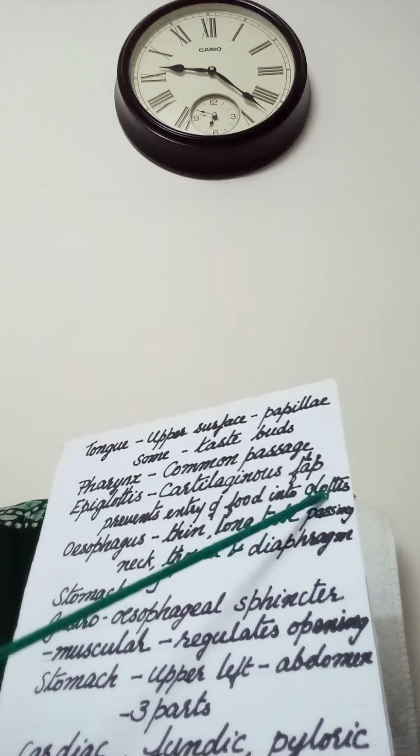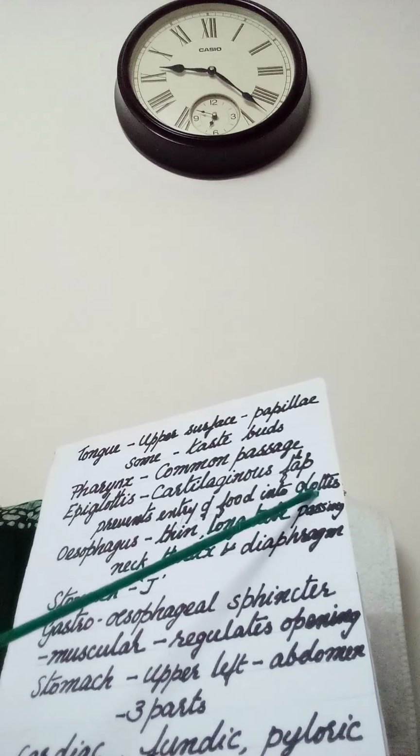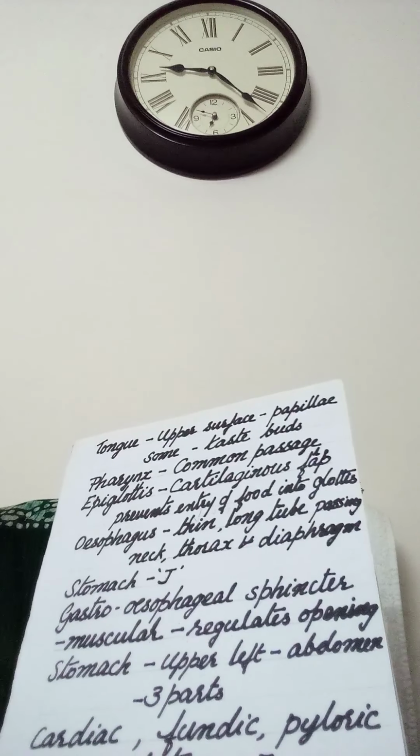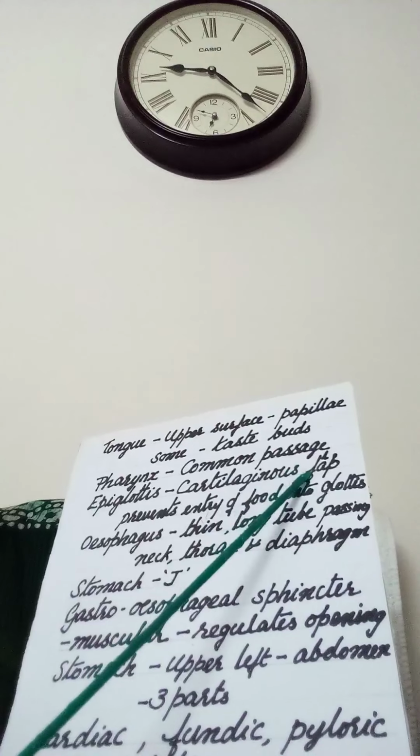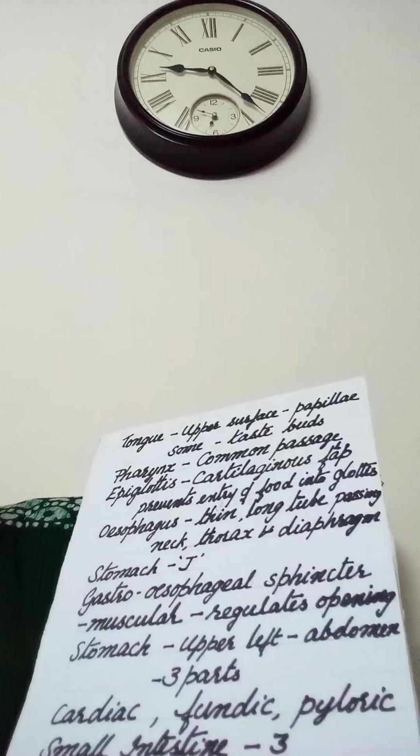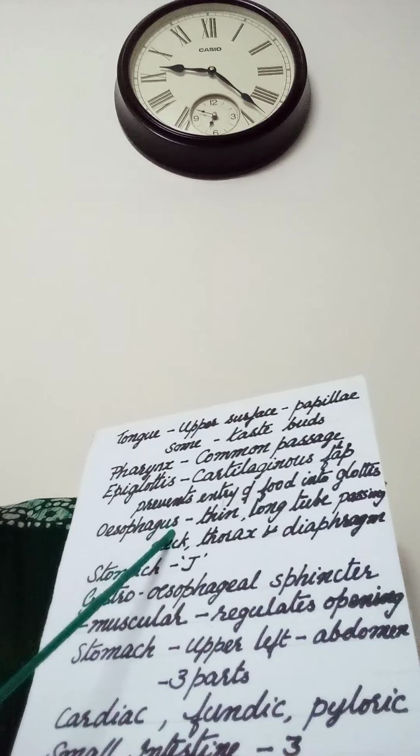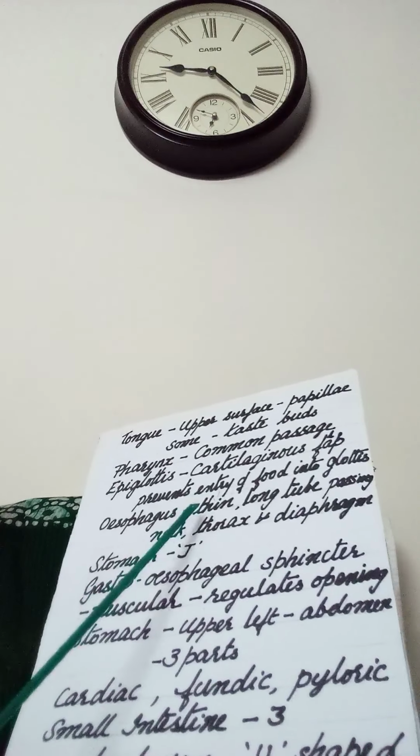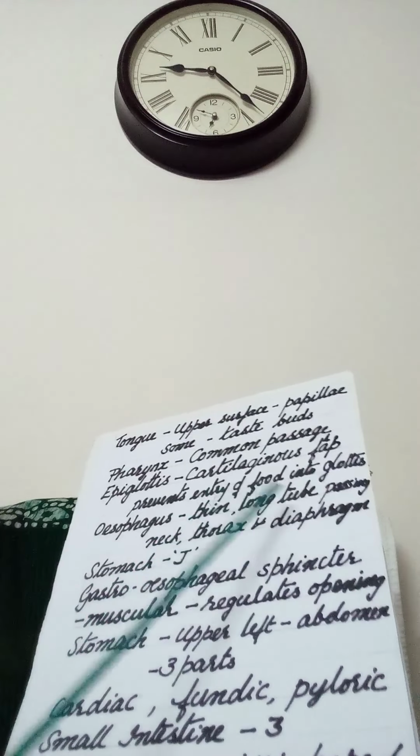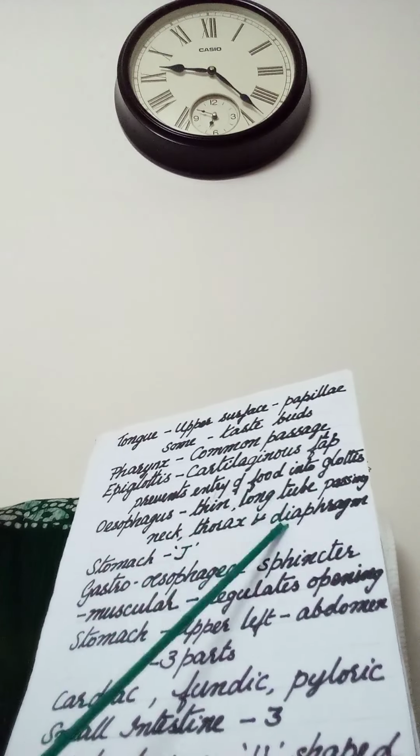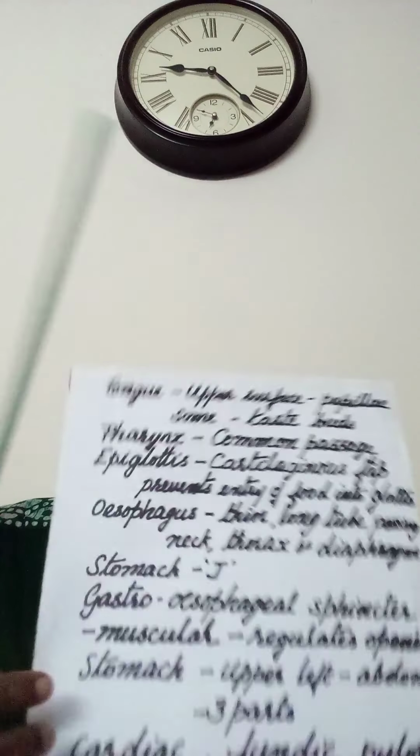Glottis meaning that is an aperture or opening that will be leading into the larynx and trachea. So epiglottis is a flap-like structure preventing the entry of the food into the glottis. Then next comes the esophagus. Esophagus, that is a thin, long tube passing through neck, thorax and diaphragm. So esophagus is a long tube.